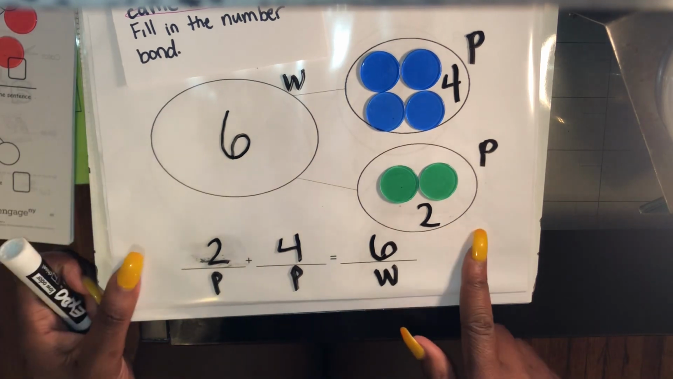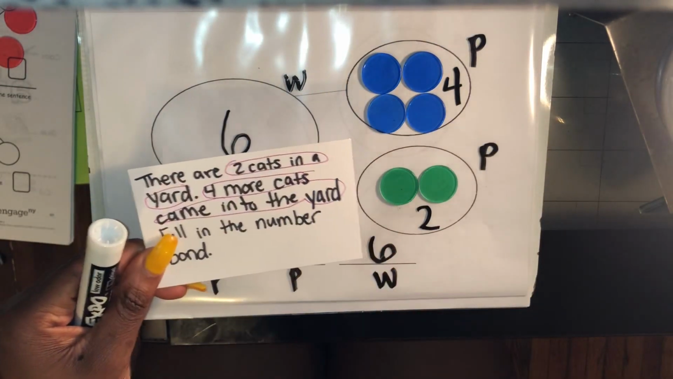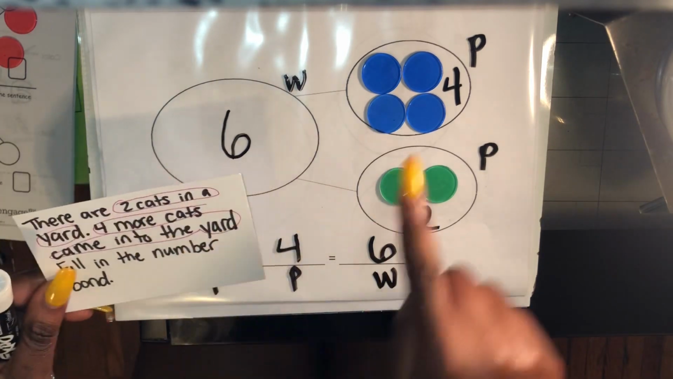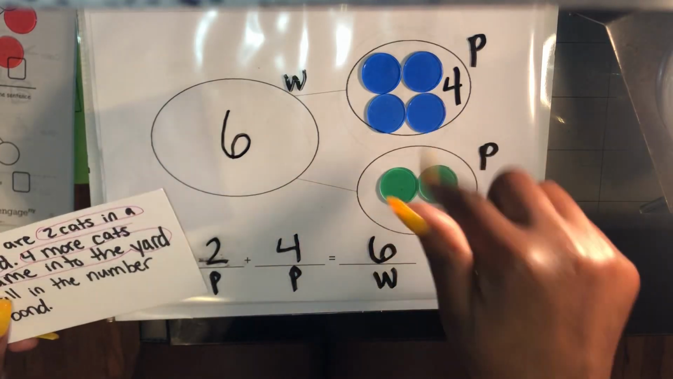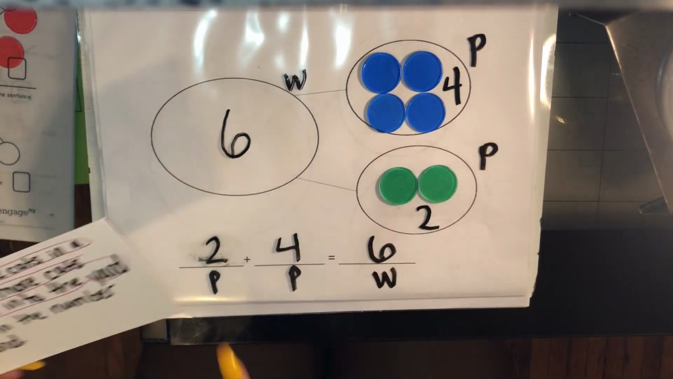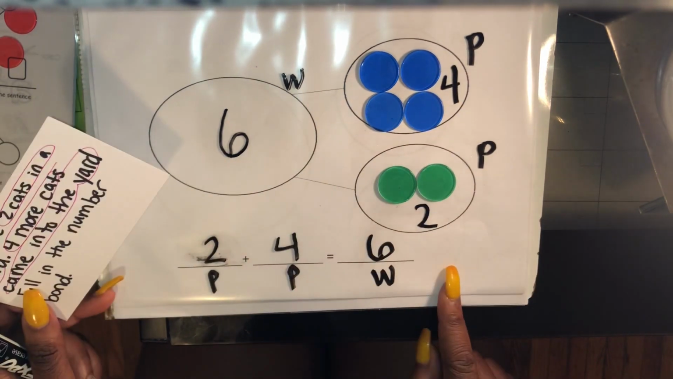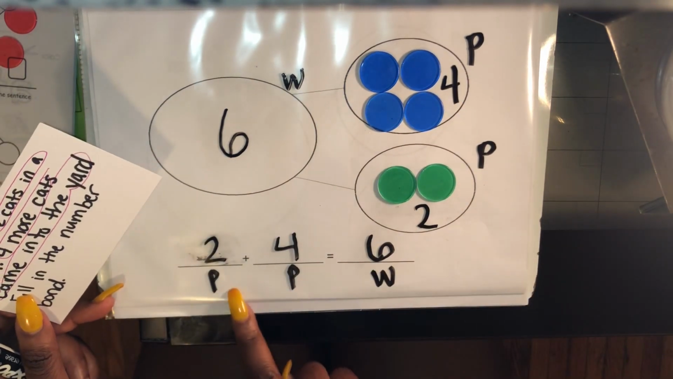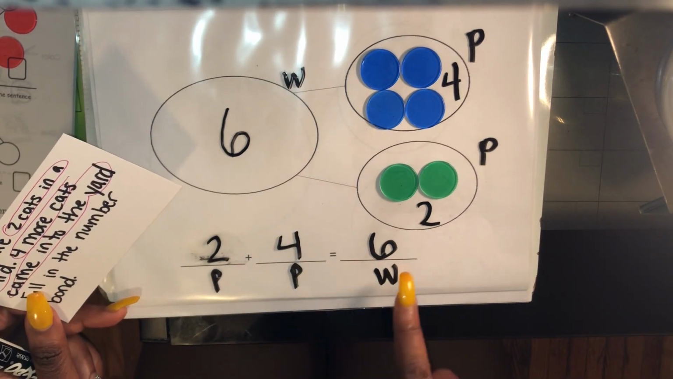Okay? Did you see what I did? First I read my word problem. I circled all my important parts too. And then I said, 2 is my part and 4 is my part. And together my 2 parts make my whole, 6. Then I thought maybe I could write an equation with all that I know about my number bond. And I looked and I said 2 is in the part, 4 is in the part, and 6 is in the whole. 2 plus 4 equals 6.